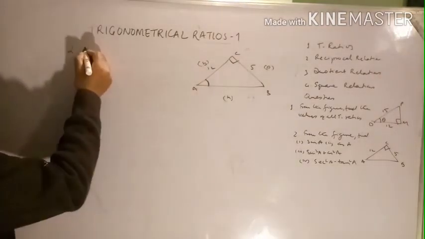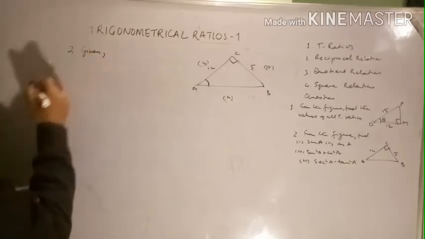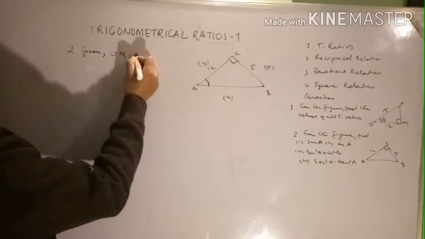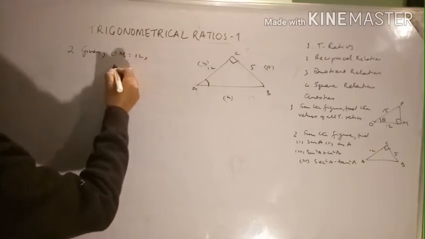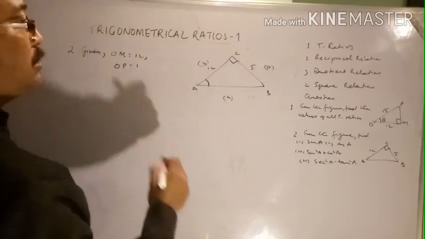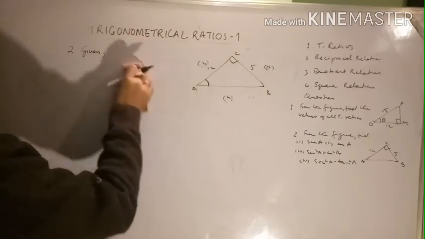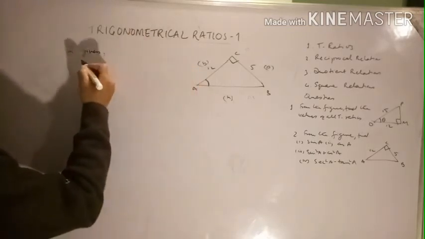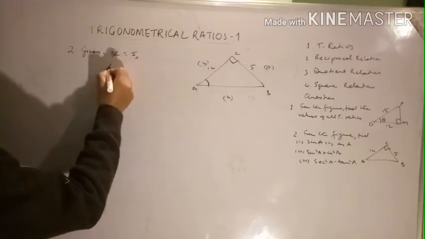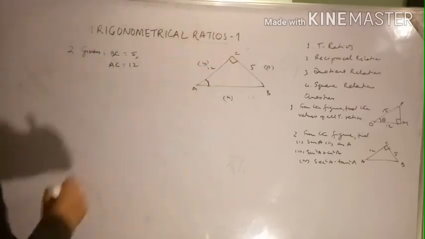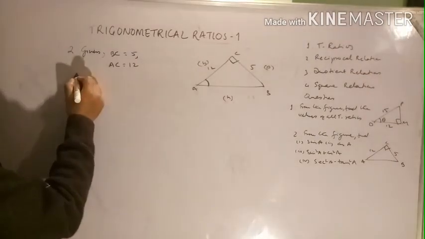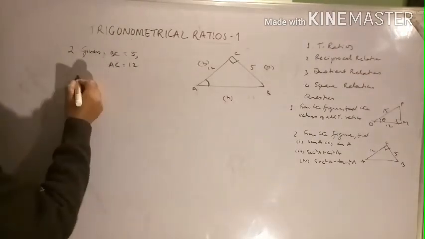Okay, so write given. Here BC equal to 5 units and AC equal to 12 units. We have to find AB, which is the hypotenuse. So once again, to find the third side, we have to use the Pythagoras Theorem.